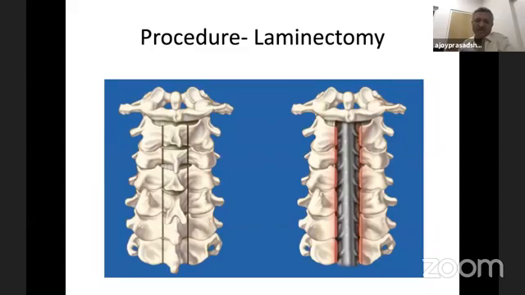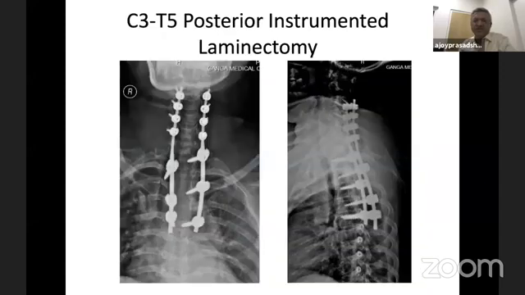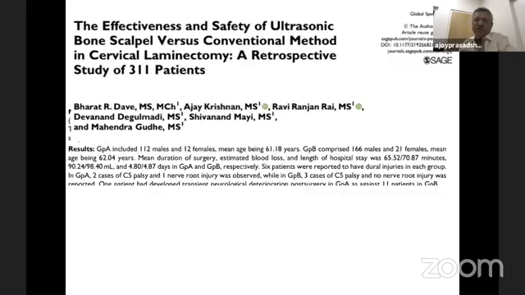You basically use a cutting one and you can cut through and through. And as you can see, we are able to do an instrumentation for T3 to C3 to T5 with a very minimal amount of blood loss, which led to an eventual good outcome.